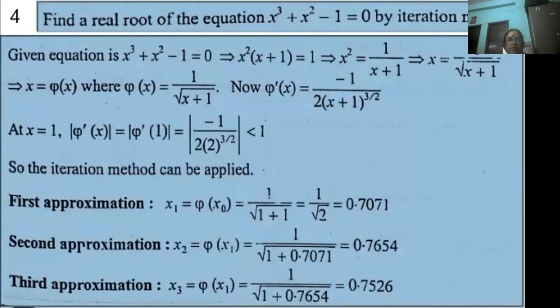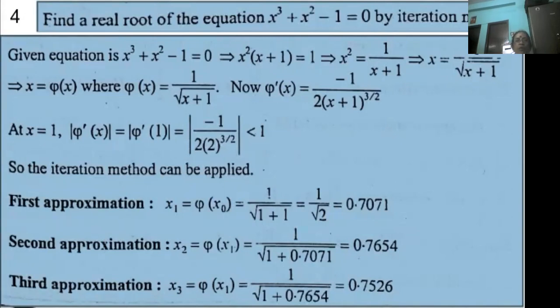Okay, next, find the real root of the equation x cube plus x square minus 1 equal to 0 by iteration method. This is also the same. So here, by taking x square common, this becomes x square into (x plus 1) equal to 1. Therefore, x square is equal to 1 by (x plus 1). Therefore, x is equal to (1 by (x plus 1)) whole to the power of 1 by 2. So, phi of x is equal to this. Now, what is phi dash x? Minus 1 by 2 into (x plus 1) whole to the power of 3 by 2.